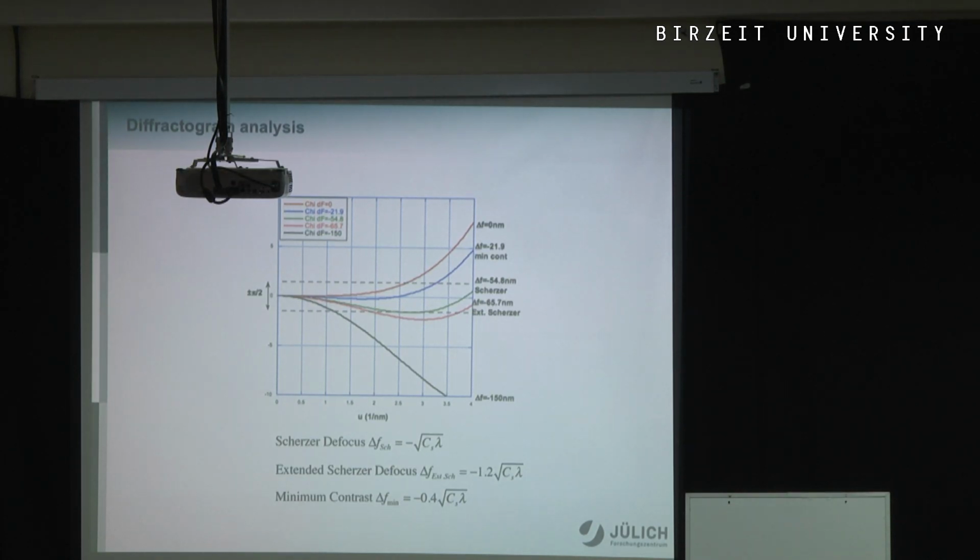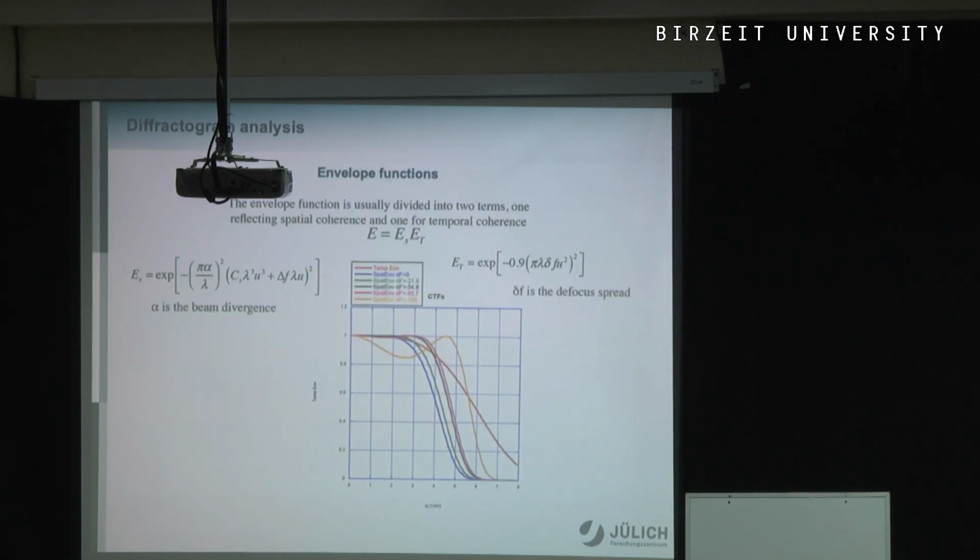And then there is something which is called extended Scherzer. There is something called Gaussian focus, which corresponds to the defocus being set to 0 and just the spherical aberration term. And then there is another defocus called minimum contrast focus, and they can all be described using different expressions.